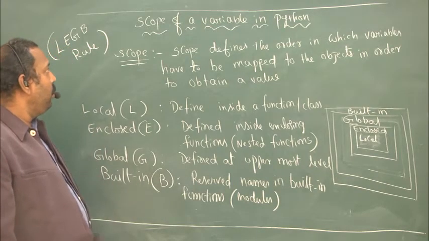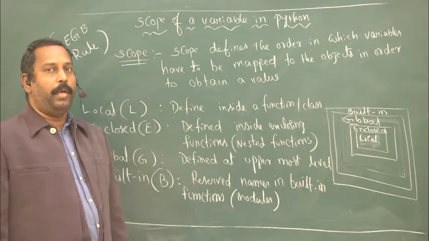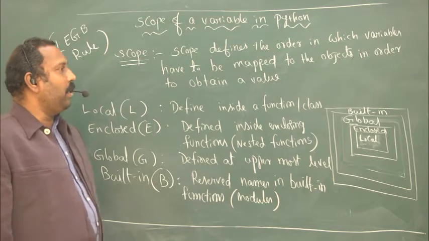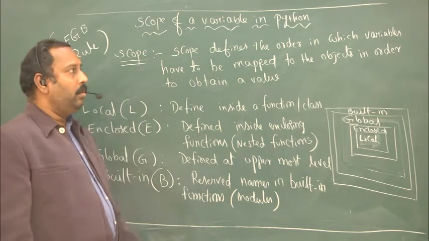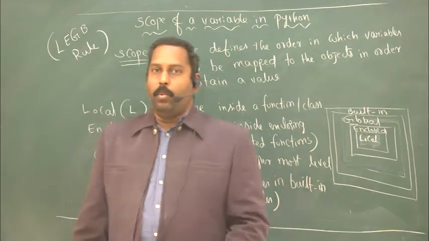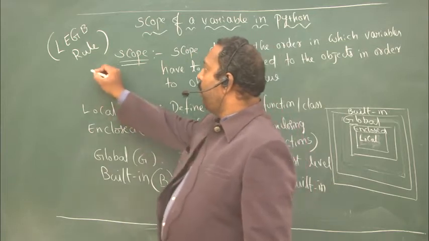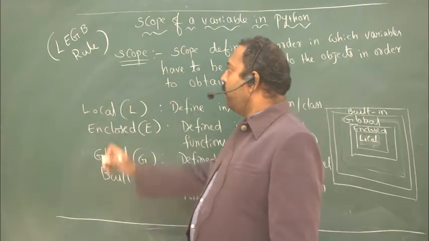So now I would like to explain the concept called scope of a variable in Python. This is a very important concept in Python, scope of a variable. When coming to the scope of a variable, we have to follow one rule. What is that rule? It is called the LEGB rule. The LEGB rule we have to follow.